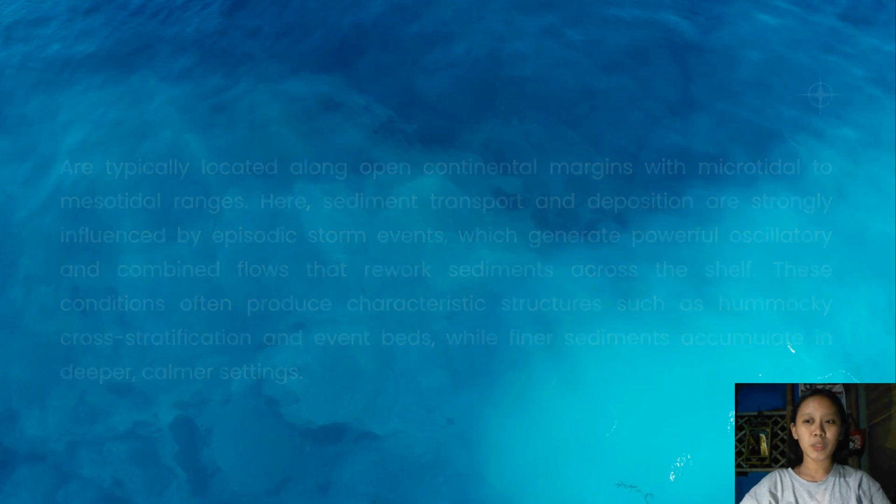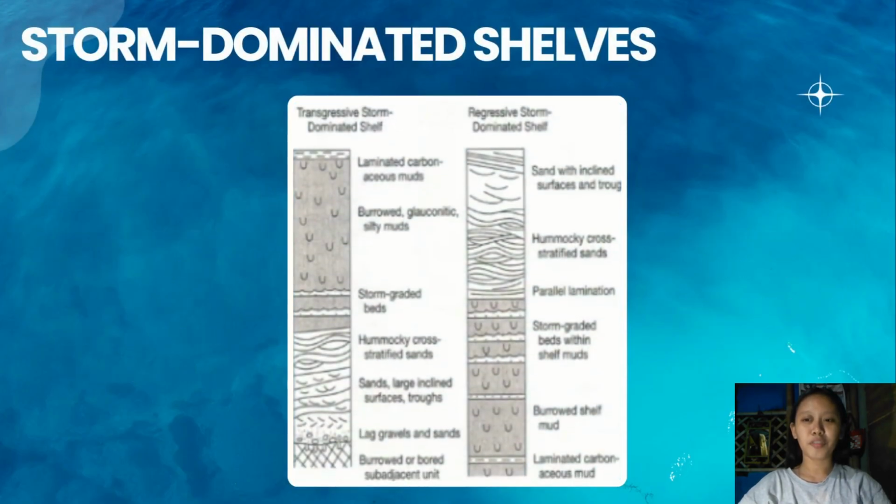This figure shows the types of sediments and structures that form in different kinds of continental shelves. Storm-dominated during transgression or sea level rise, and regression or sea level fall. In B, muds are common, sometimes with shells and glauconite, and they can be burrowed by organisms. Storms created storm-graded beds where sand settled in layers, and hummocky cross-stratification, a structure formed by storm waves. Larger sand bodies with inclined surfaces appear, and at the bottom, lag gravels and sands mark high energy conditions.